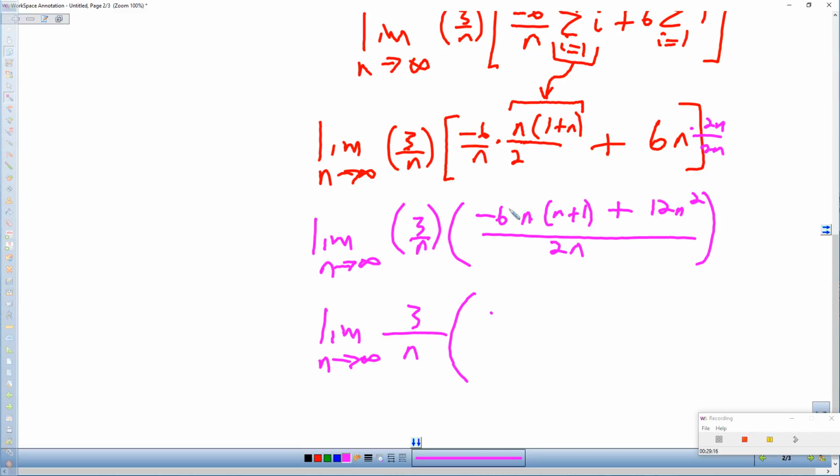and negative, we're going to have a negative 6n times n gives us a negative 6n squared, plus 12n squared gives us 6n squared, and then minus 6n over 2n. Negative 6n times n gives us a negative 6n squared, plus 12n squared is 6n squared, and then negative 6n times 1 is a negative 6n.